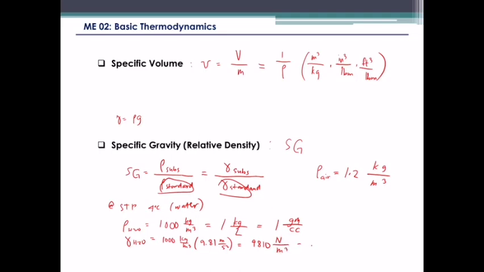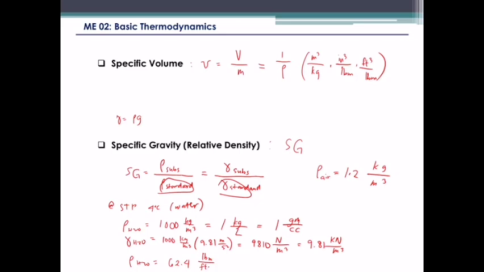Or that is 9.81 kilonewton per cubic meter. That is now the gamma of water. For English unit class, the density of water is 62.4. So you use this value for the density of water if you're not given. But if it is given in the problem, of course, you use what is given.